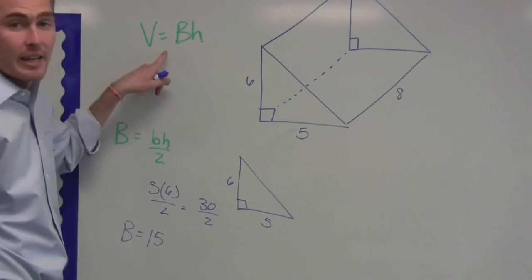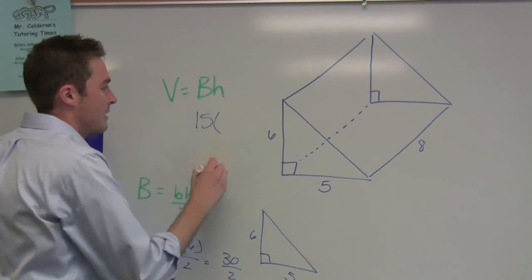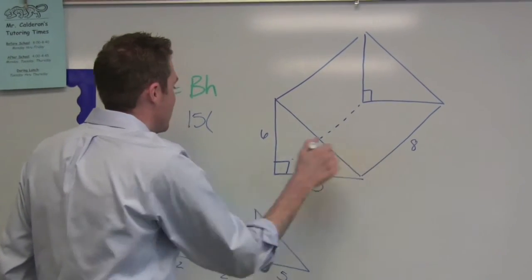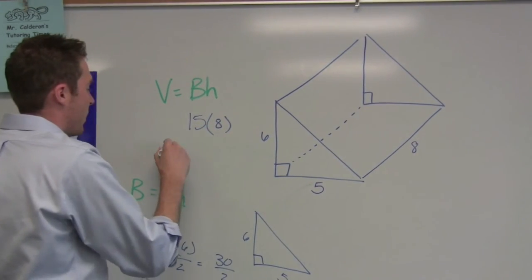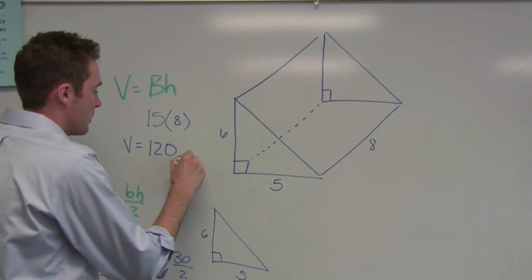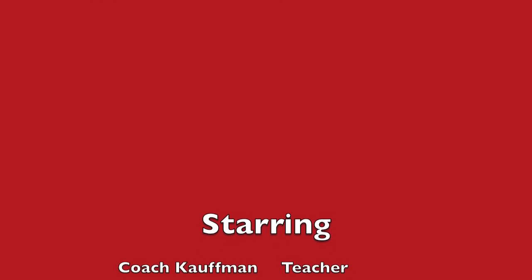So we're going to plug that back into the formula for volume, which is 15 times the height of our prism, which is from base to base, triangle to triangle, which is 8. And our volume is going to be 120 units cubed.